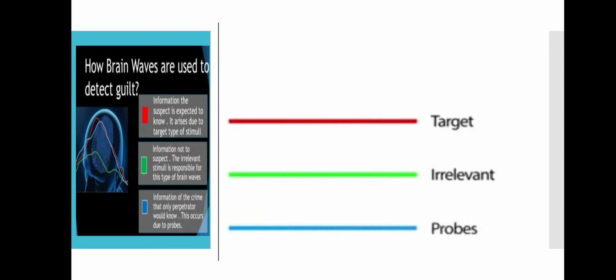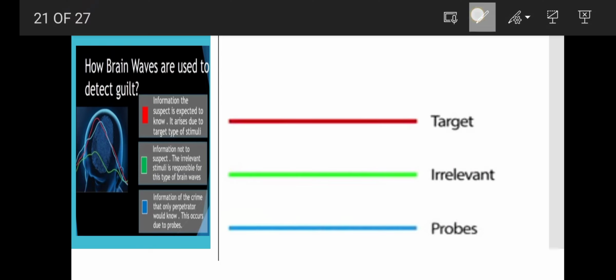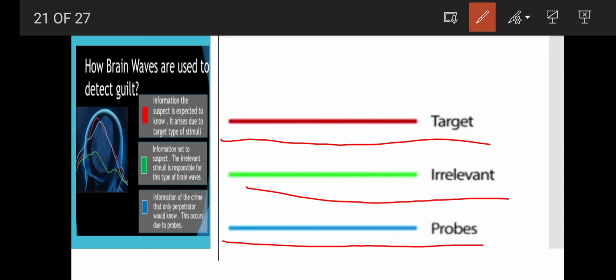So now, how are brain waves used to detect guilt? How can we detect the guilt? There are basically three different waves, or we can say three different types of stimulus, which are generated. The first is the red type, the second is the green type, and the third is the blue type. The red type is called the target, the green type is called irrelevant, and the blue type is called probe.